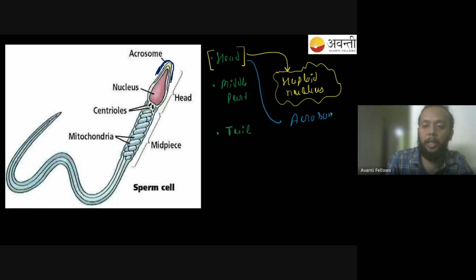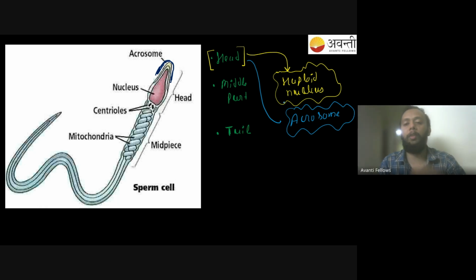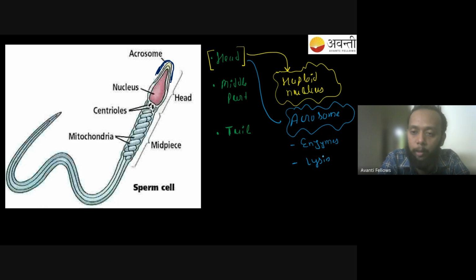Now, acrosome is well known for having a large number of enzymes. You get to see a number of enzymes in the acrosomes. You can either use a term like enzymes, or you can also use a term like lysins. Now, what kind of enzyme is it going to have? The enzymes or lysins which you have in the acrosome are used for penetration of the egg.